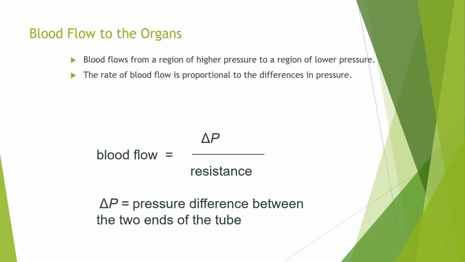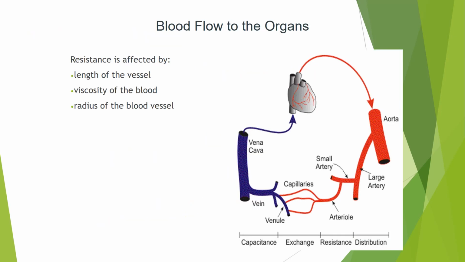And so this too will affect cardiac output as well. If you remember, cardiac output is equal to mean arterial pressure divided by total peripheral resistance. So thus a higher resistance will decrease the amount of blood flow, whereas a lower resistance will increase the amount of blood flow. The resistance of blood flowing to the organs will be affected by 3 different items. And so ultimately, this resistance will affect the velocity of blood flow.